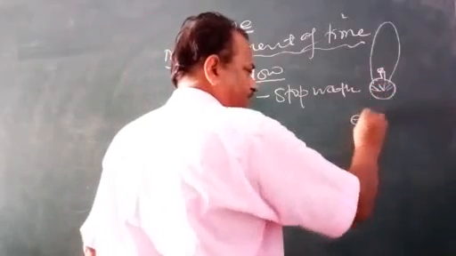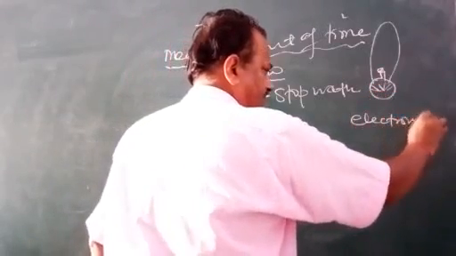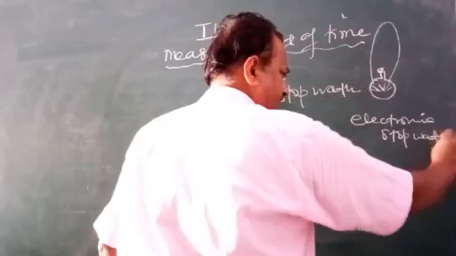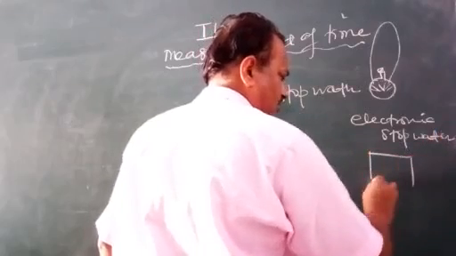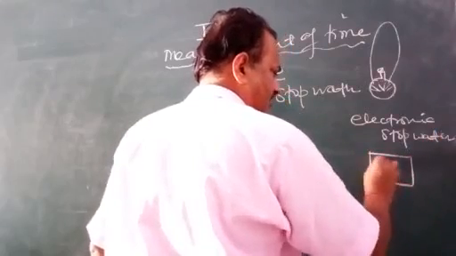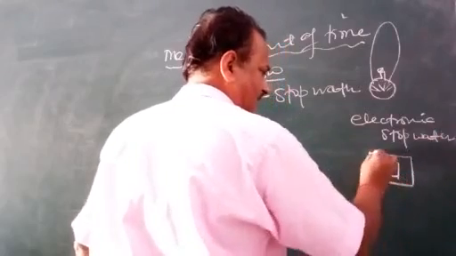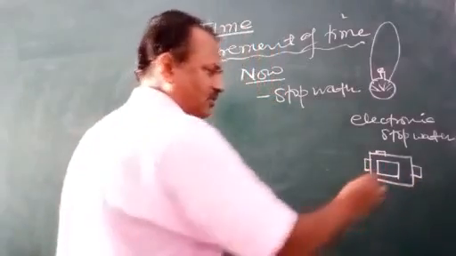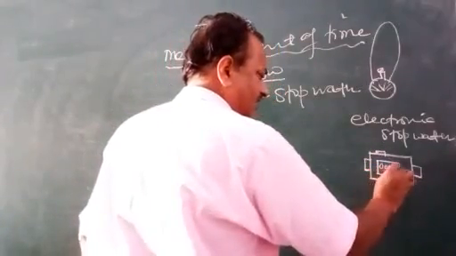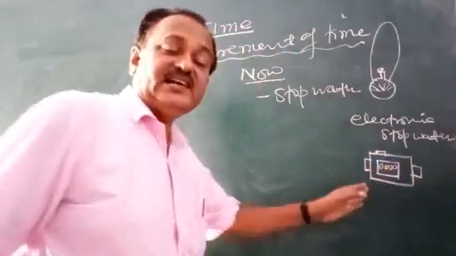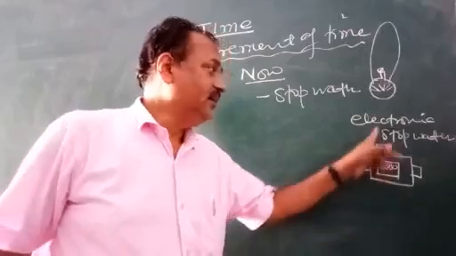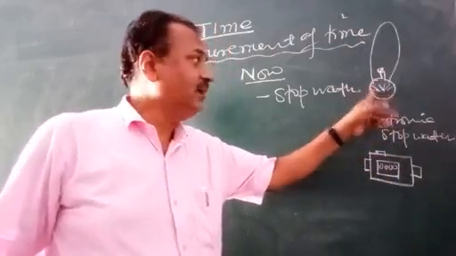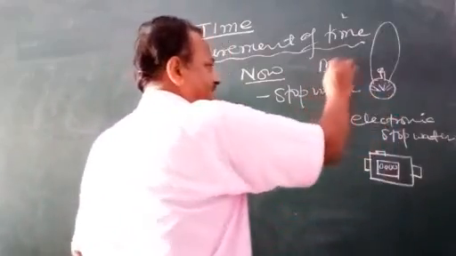Electronic stopwatch is also there. In an electronic stopwatch, you almost know, there is a display, and there are buttons: reset button, start button, and so on. Here the digits are displayed in the electronic stopwatch. Here in this mechanical stopwatch, this is mechanical.